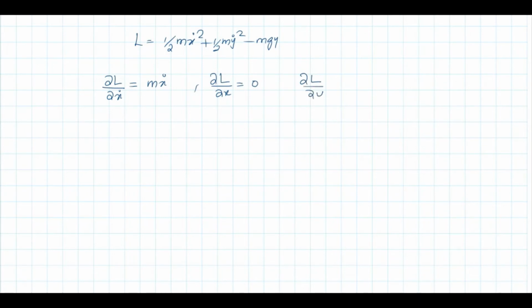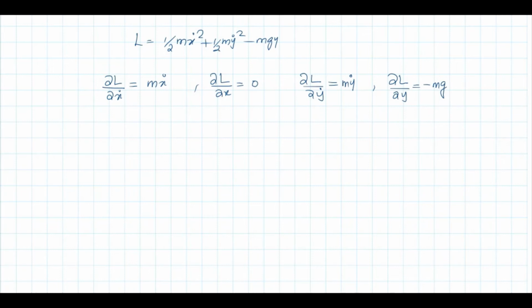Okay. Now, we already have L. It is half m x dot square plus half m y dot square minus mgy. So what is dou L by dou x dot? It is mx dot. What is dou L by dou x? It is 0. What is dou L by dou y dot? It is my dot. What is dou L by dou y? It is minus mg. All these are partial derivatives. Okay. So you need to consider only the terms which contain that particular variable.